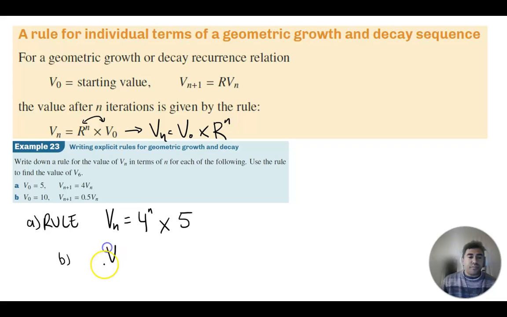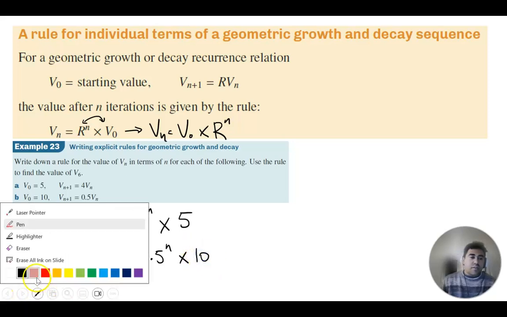For B, our rule is v of n is equal to our multiplicative factor, 0.5. And again, this doesn't have to be greater than 1, it can be less than 1 as well, to the power of n. And this is multiplied by the initial amount, in this case 10.